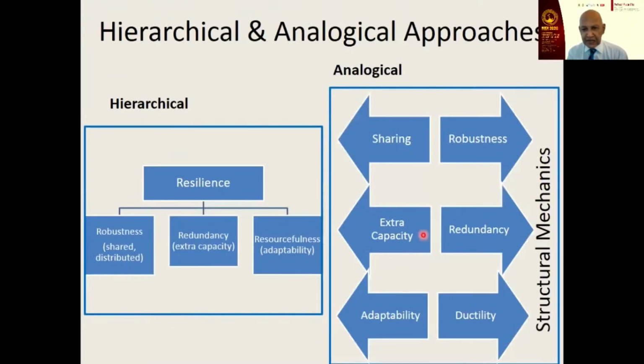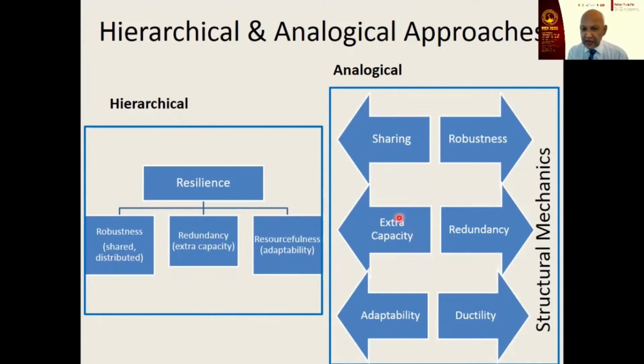But what we are trying to say is, I'm trying to take these ideas, robustness, redundancy, and ductility, and broaden their application. So when we are talking about resilience, which I'm going to concentrate on now, of infrastructures, we must make sure that infrastructure is well shared.